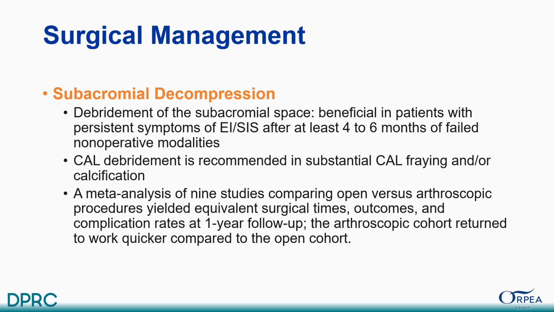Coracoacromial ligament debridement is recommended in cases with substantial coracoacromial ligament fraying or calcification. In a meta-analysis of 9 studies comparing open versus arthroscopic procedures, they found equivalent surgical times, outcomes, and complication rates at 1 year follow-up. But they found that the arthroscopic cohort returned to work quicker compared to the open surgery cohort. So there is an edge for arthroscopic surgical decompression of the subacromial space.